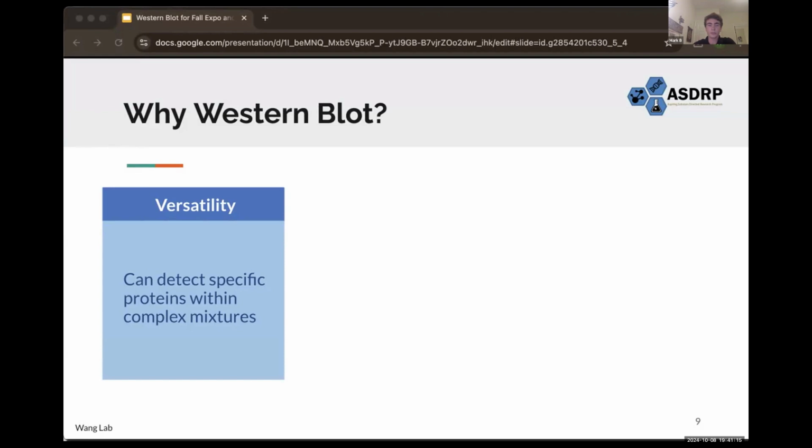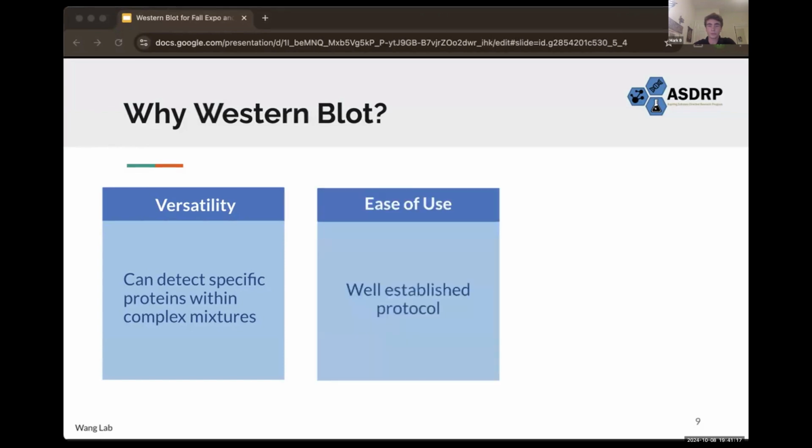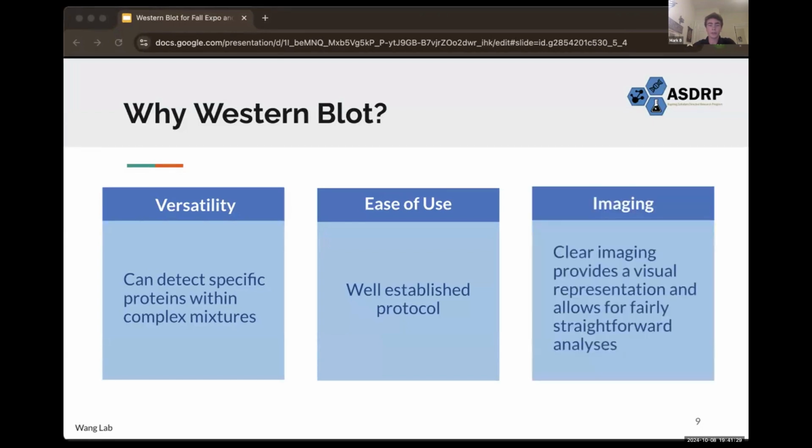Also, another reason why they're popular is their ease of use. While requiring some technical expertise and familiarity with various instruments, Western blots have a widely established protocol and they're very accessible. Lastly, the imaging of the Western blot allows for us to have a visual representation of protein bands, allowing for straightforward qualitative and semi-quantitative analysis.